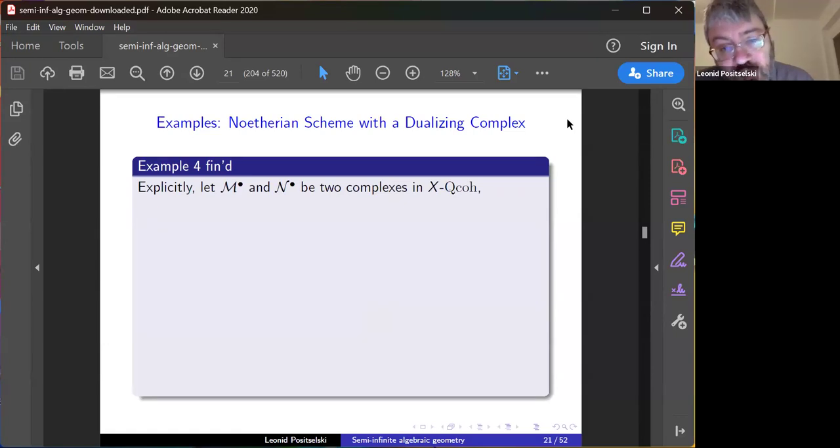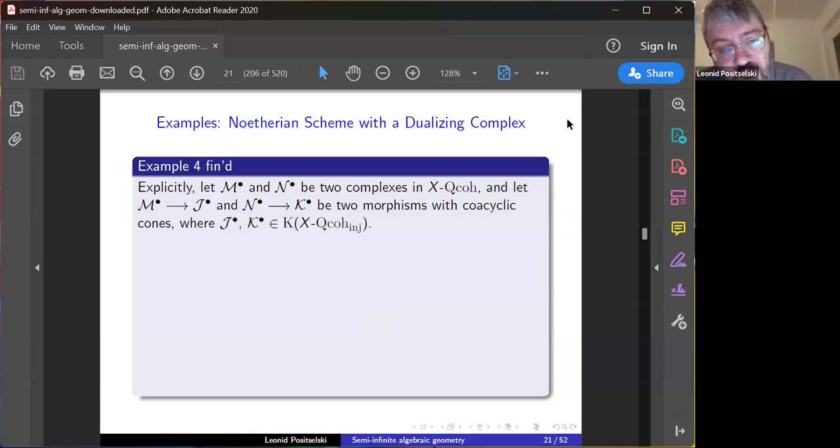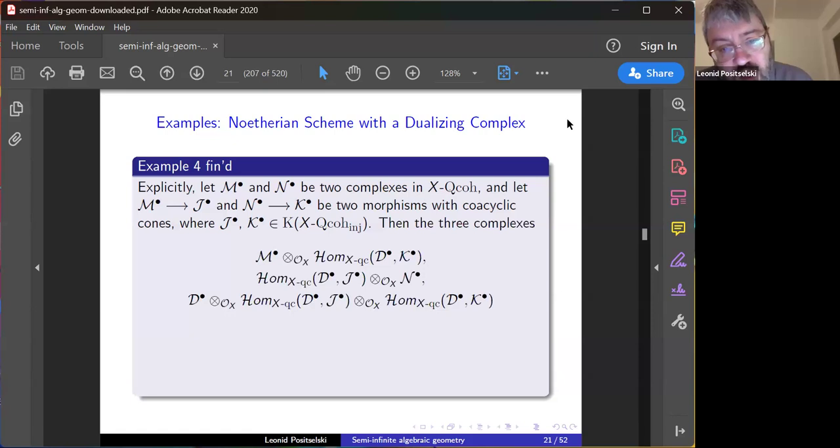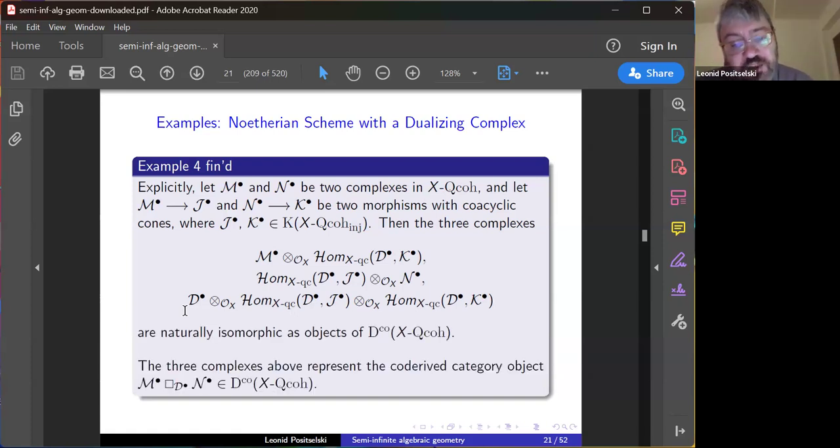Explicitly, let M and N be two complexes of quasi-coherent sheaves, and let M to J and N to K be two morphisms with quasi-acyclic cones, where J and K are complexes of injectives. Then one can take M and tensor it with the quasi-coherent internal Hom from D to K. One can take the quasi-coherent internal Hom from D to J and tensor it with N. And one can take the quasi-coherent internal Homs from D to J and to K and tensor them with D. So these three complexes are naturally isomorphic in the coderived category. And the three complexes above represent the coderived category object M cotensor N over D.